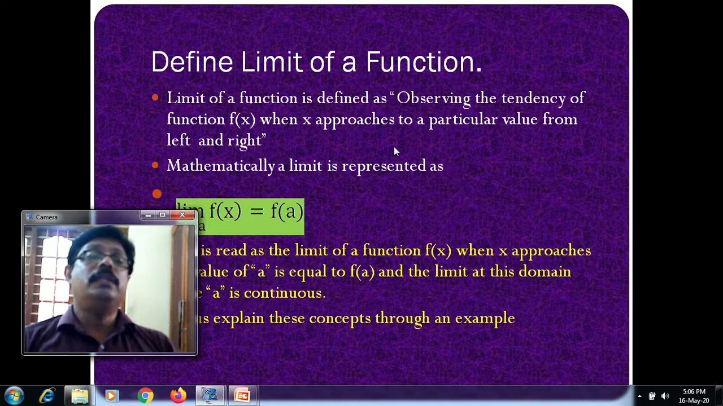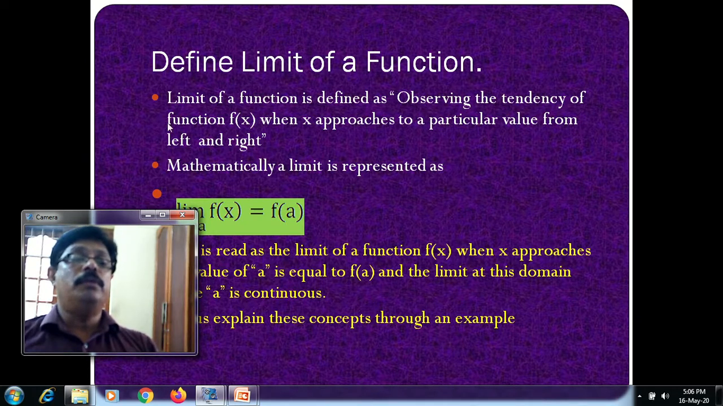Then what is the tendency of the function? When x approaches a particular value, what is the tendency of the function? That is what is known as a limit of a function. So what is the limit of a function? Observing the tendency of a function when x approaches a particular value from left and right. For example, x is approaching 3. So the value may be 2.9999 or it may be 3.0001. One is from the left side and another is from the right side. So when x approaches 3, what is the value of the function?